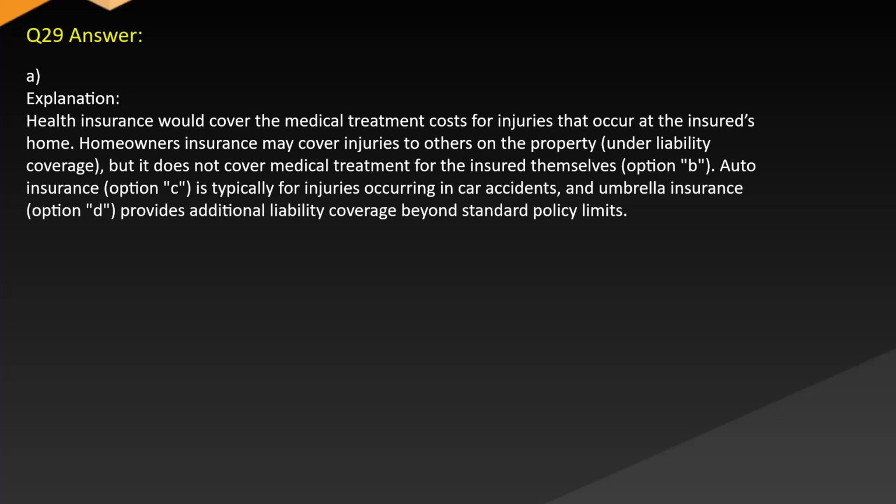Answer: A. Explanation. Health insurance would cover the medical treatment costs for injuries that occur at the insured's home. Homeowners insurance, option B, may cover injuries to others on the property under liability coverage, but it does not cover medical treatment for the insured themselves. Auto insurance, option C, is typically for injuries occurring in car accidents, and umbrella insurance, option D, provides additional liability coverage beyond standard policy limits.